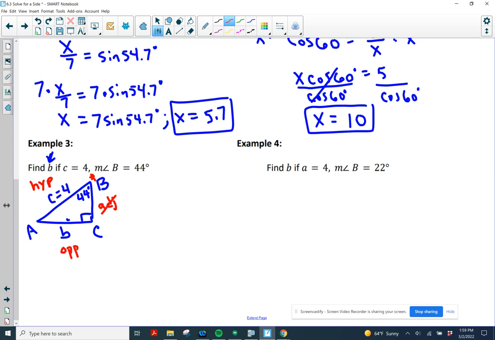So if I need the hypotenuse and the opposite side, that's going to be the sine function. So I'm going to use the sine function once again, because I'm working with the opposite and the hypotenuse. So now I'm to the point where I'll set up the equation because I've decided what trig function to use. Practice it. See if you can figure out what the equation looks like.